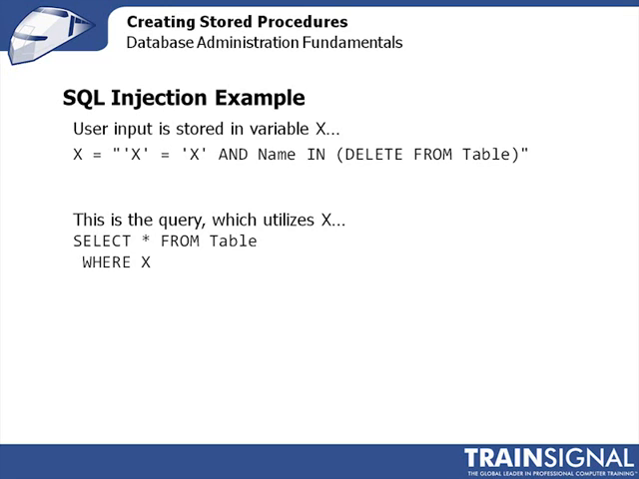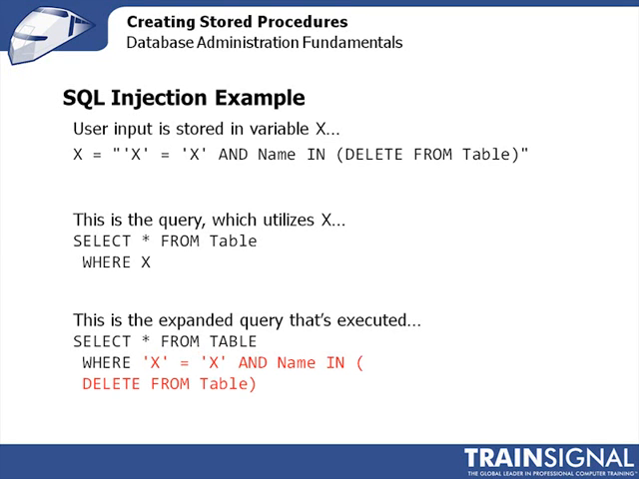Internally, you're utilizing that variable x as part of a query. Select star from table where x. That then expands out to look like select star from table where x equals x. Oh, well, that's always true. And where name in, delete from a table name. This would actually delete everything from that table. And it's a very simplistic example of how SQL injection is often used.